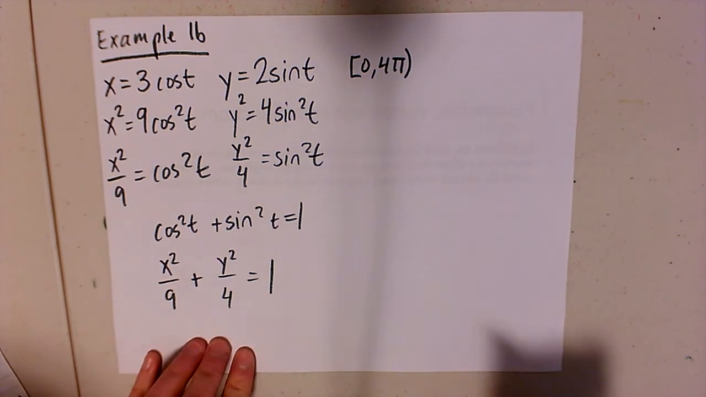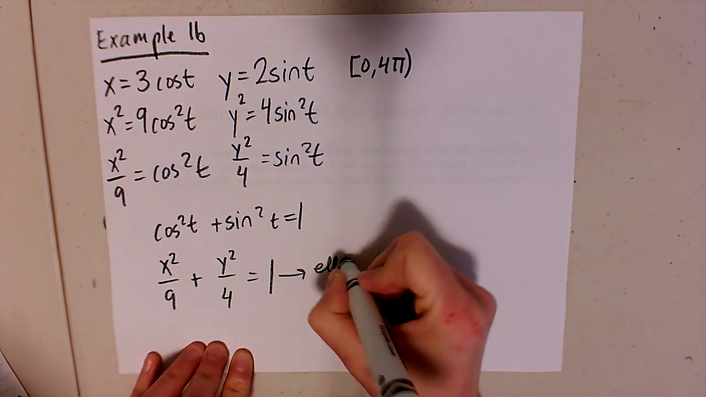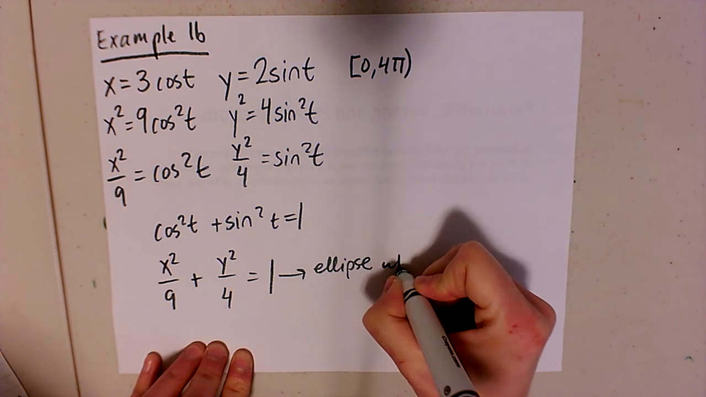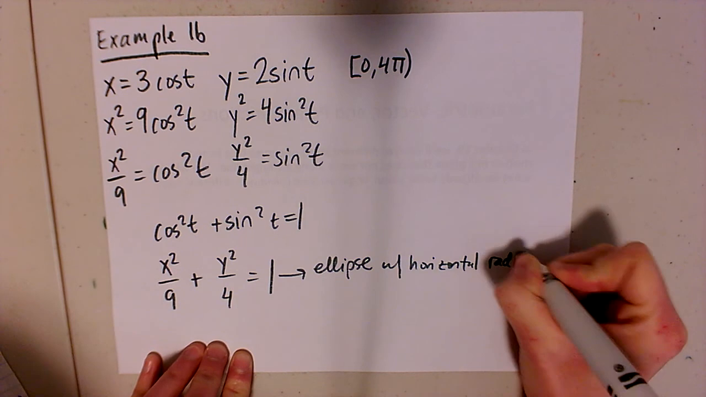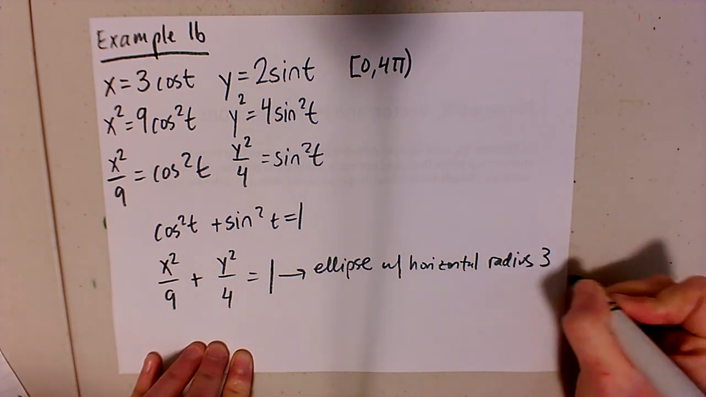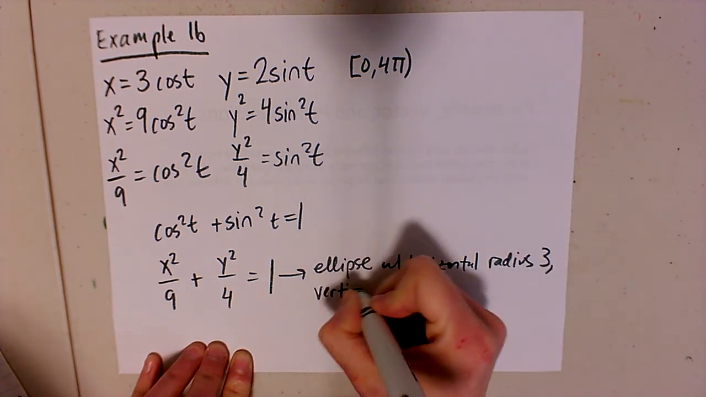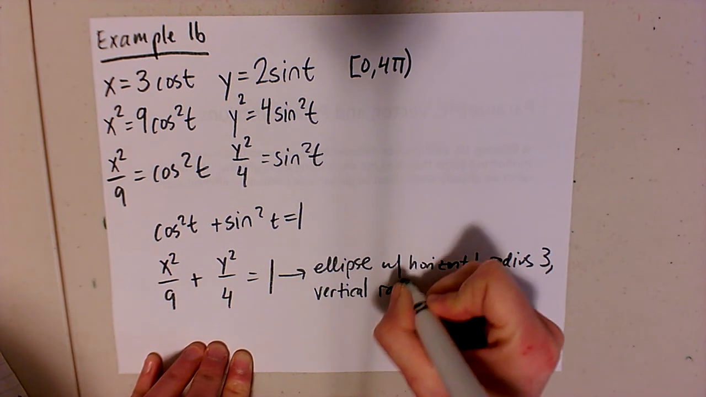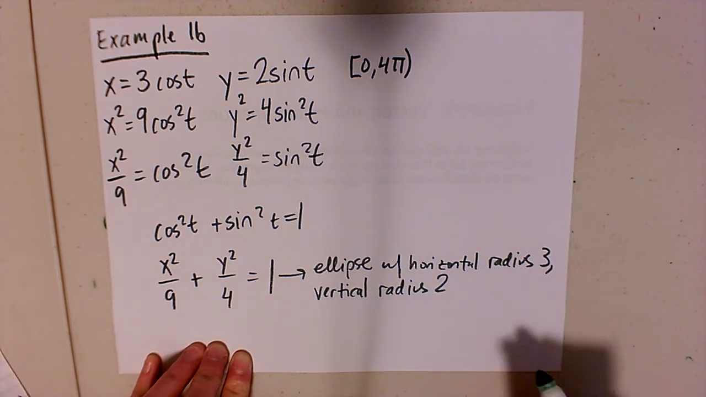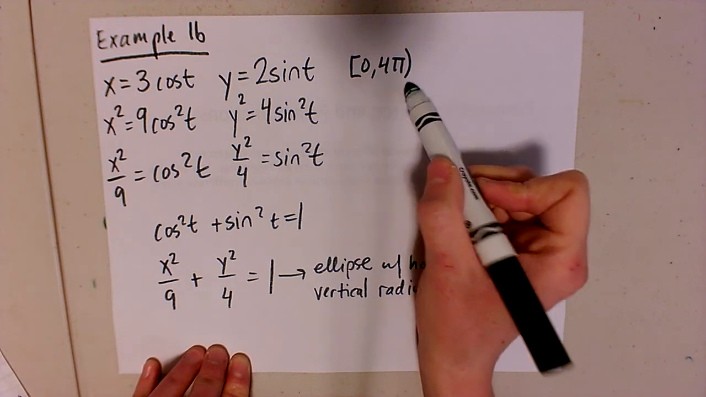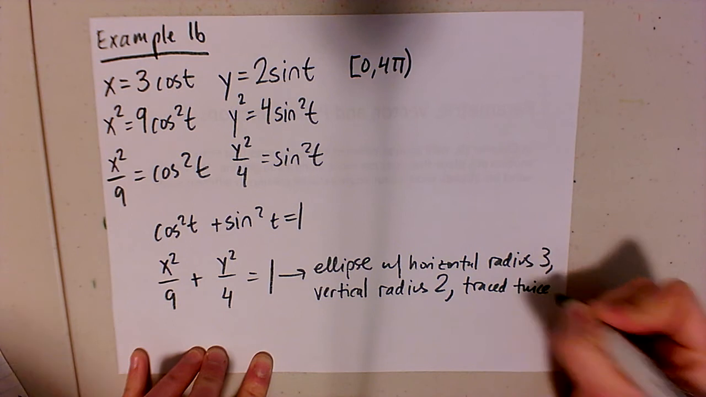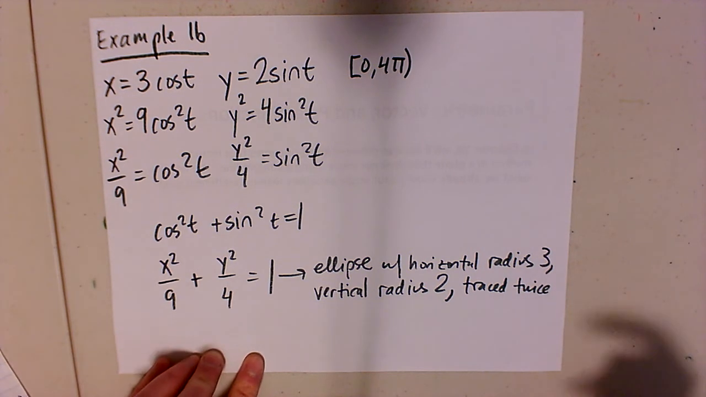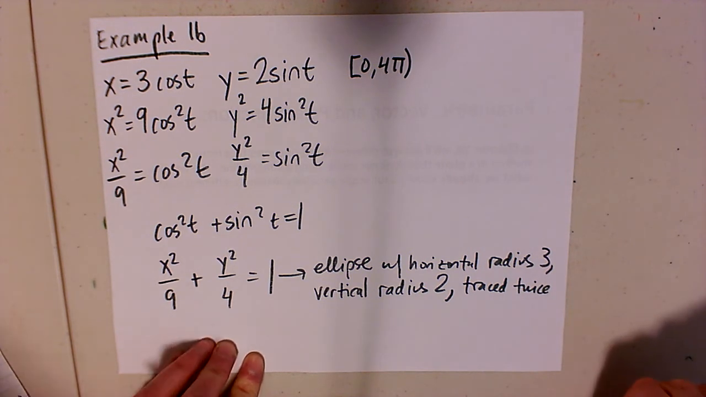So the graph of this is going to give us an ellipse with a horizontal radius of 3, a vertical radius of 2, and because we're going from 0 to 4 pi, it's actually going to be traced twice, right? Because if we were going from 0 to 2 pi, we would only go around the ellipse once, and with 4 pi, we're going around it twice.